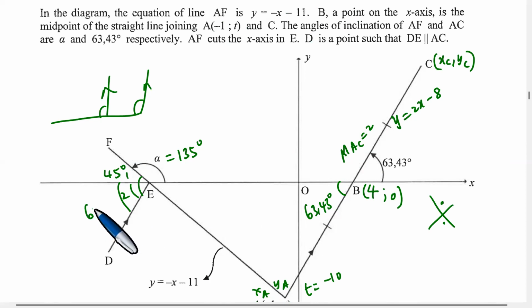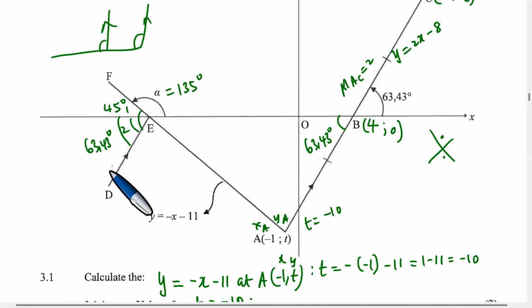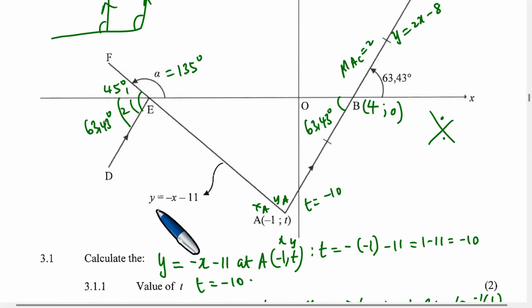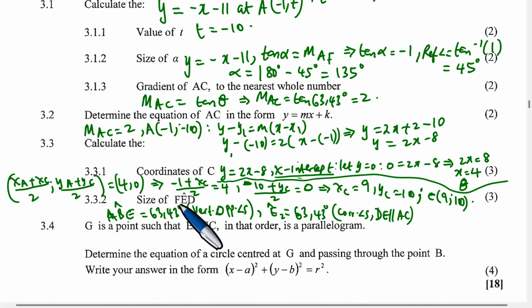And this one is therefore equal to 63,43 degrees, okay? If this is 63,43 degrees, we realize that angle E1 plus E2 is what the examiner wants. And hence, now we say FED is actually the same as angle E1 plus angle E2.